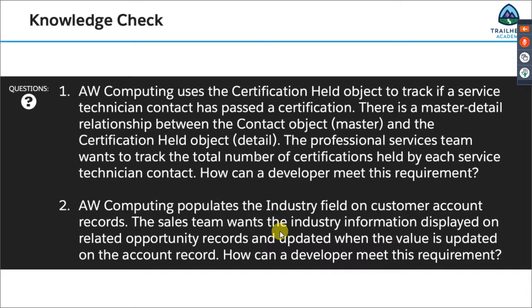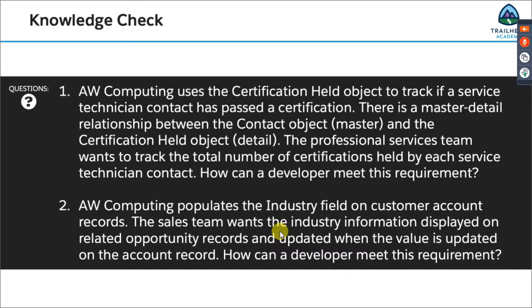So you're going to go to the contact and you're going to create a roll-up summary field. You're going to count the number of certification held objects, possibly, although I don't think that's the case right now, limiting which children or which details are accounted for. And then you're going to have 4 different options and you have to choose the one that corresponds to what you just thought the question was asking you about. Hopefully that makes sense. Let's do another example of that same thing. AW Computing populates the industry field on the customer account record. Stop. There is an object called account.